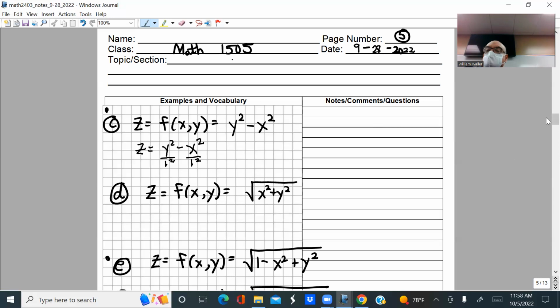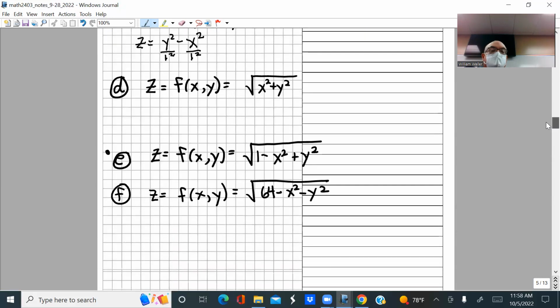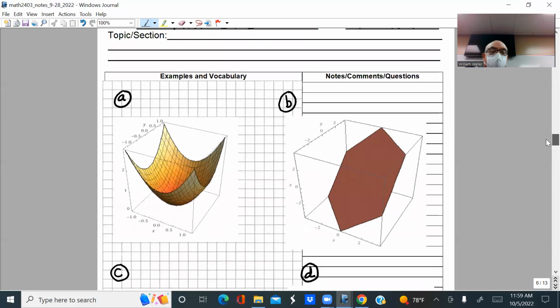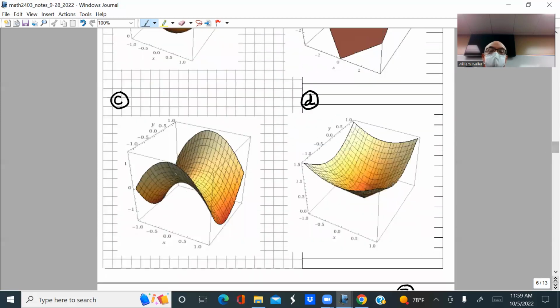See, I graphed all of these, so let me see what that one looks like. So there it is. Okay. Yeah, that definitely fits that shape, right? Okay, that saddle-shaped hyperbolic paraboloid.